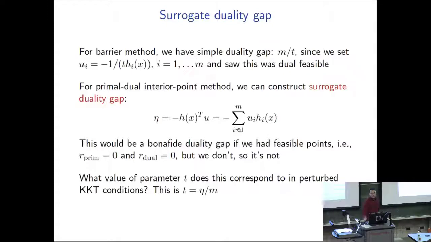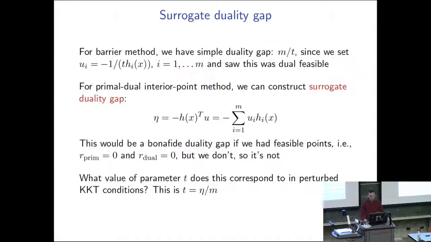We can still do this. No one's stopping us from just evaluating this functional for an arbitrary value of u and x. But it won't be a duality gap. It won't actually bound the suboptimality that we're seeing in the primal unless we had primal feasible points and dual feasible points. So for the primal dual interior point method, we can iterate, get some x's and u's, and evaluate this. But because those u's are not dual feasible, it's not actually a duality gap. So that's why it's an approximate duality gap.